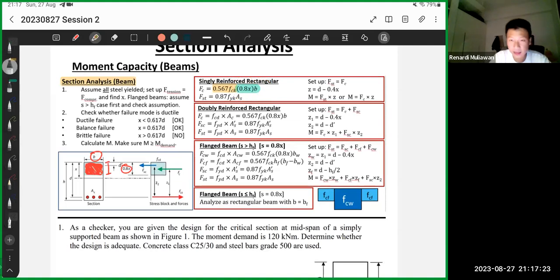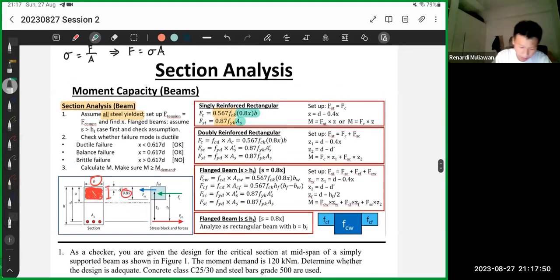For steel, similarly, this is assuming that all steel has yielded. It's 0.87 FYK. So that's the strength of the steel that has yielded. You multiply by the total area of the steel. So you see those three circles? You just add the area. Those are the forces.